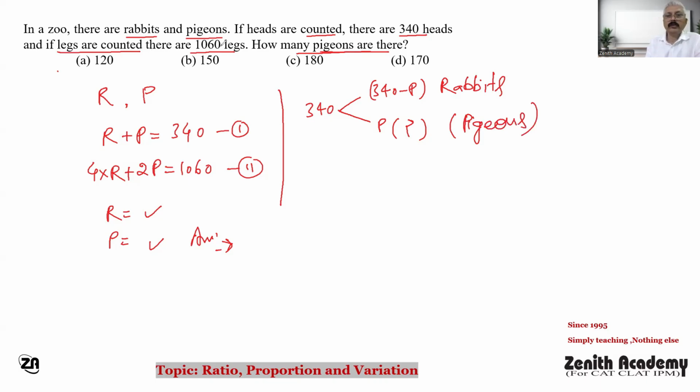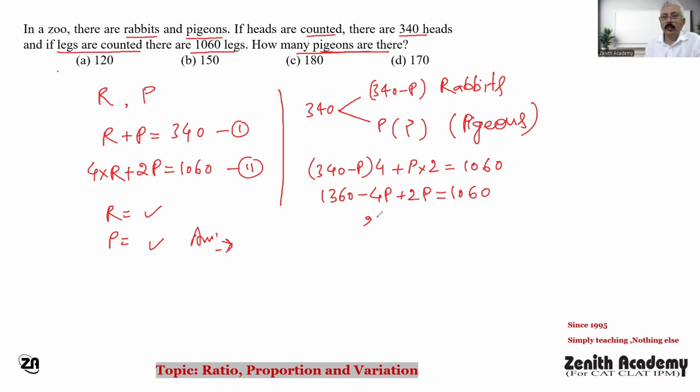And now the total number of legs is 1060. So a rabbit has four legs. So (340 minus P) into 4 plus each pigeon has two legs is equal to 1060. So this is 340 into 4, 1360, minus 4P plus 2P equals 1060. So 2P is equal to 300.